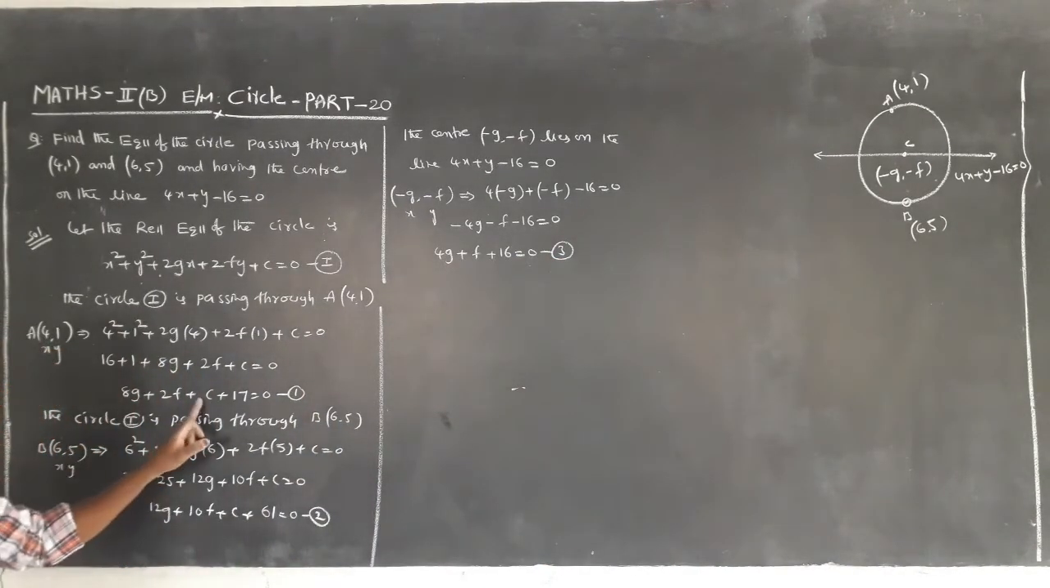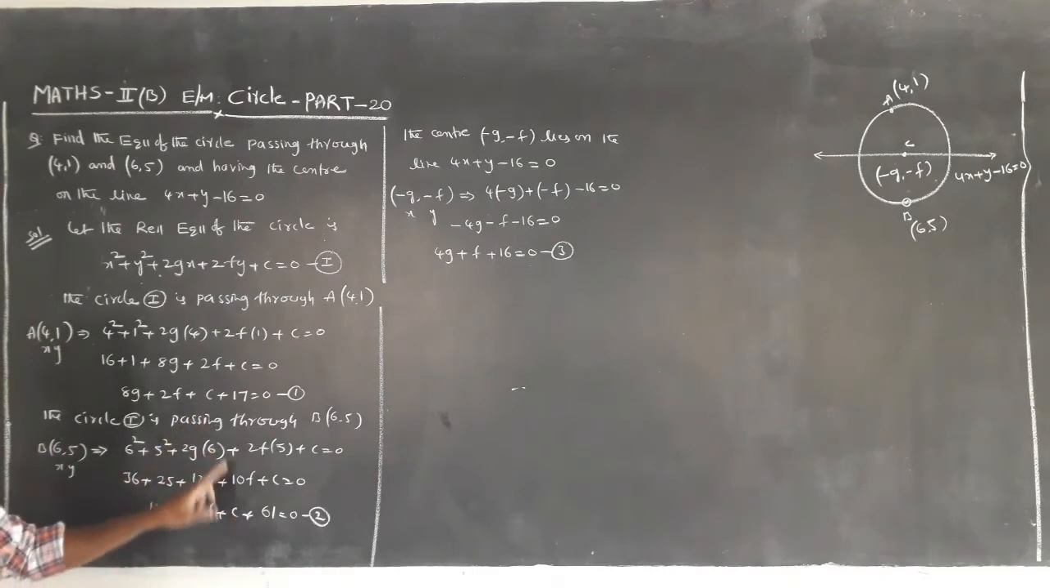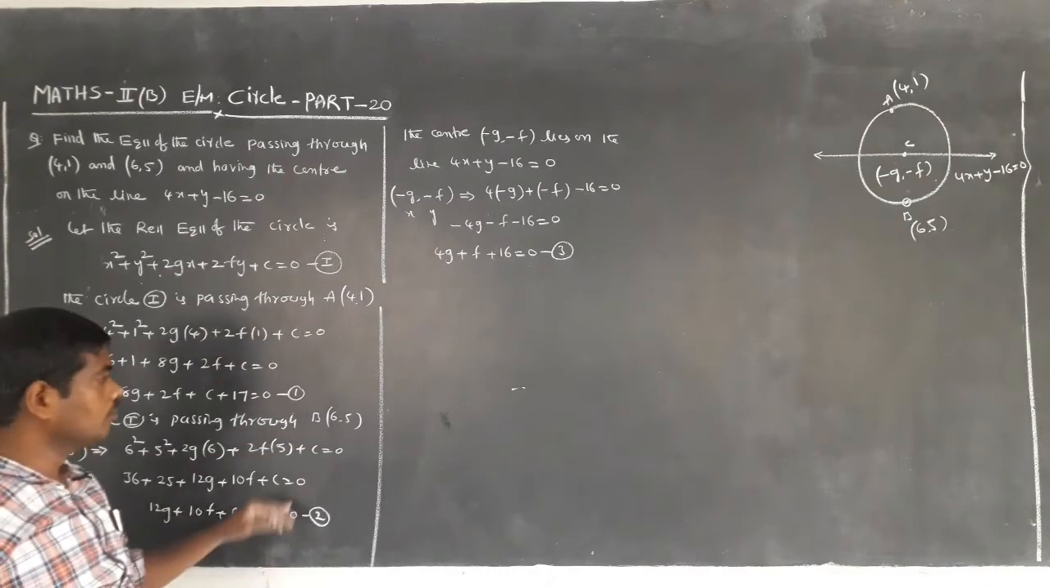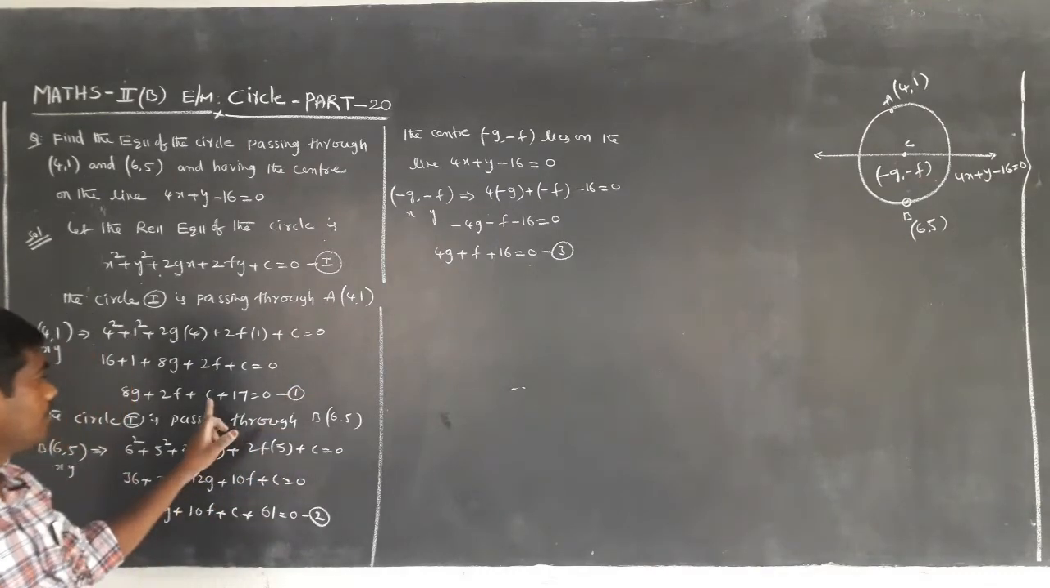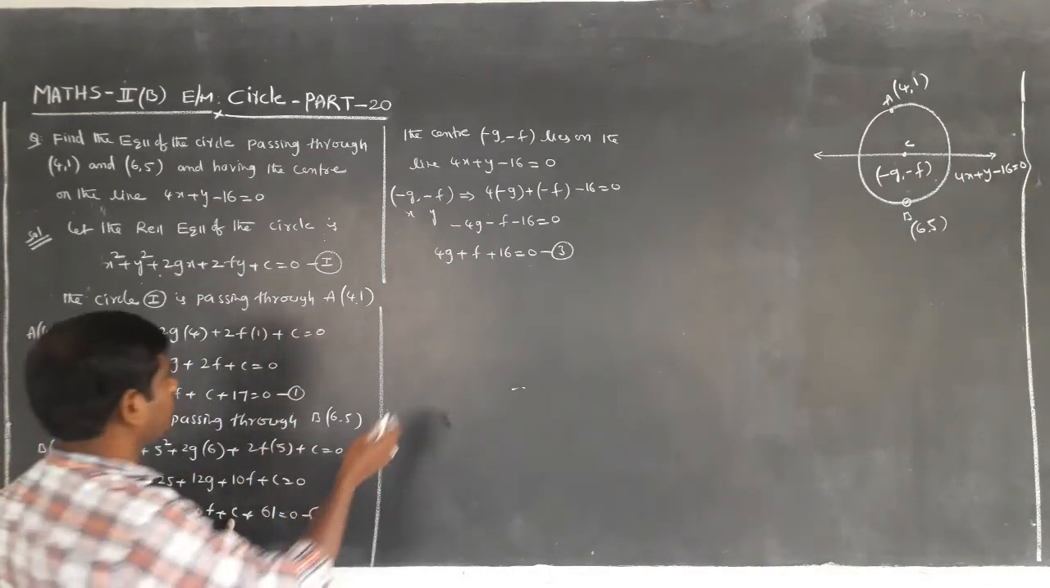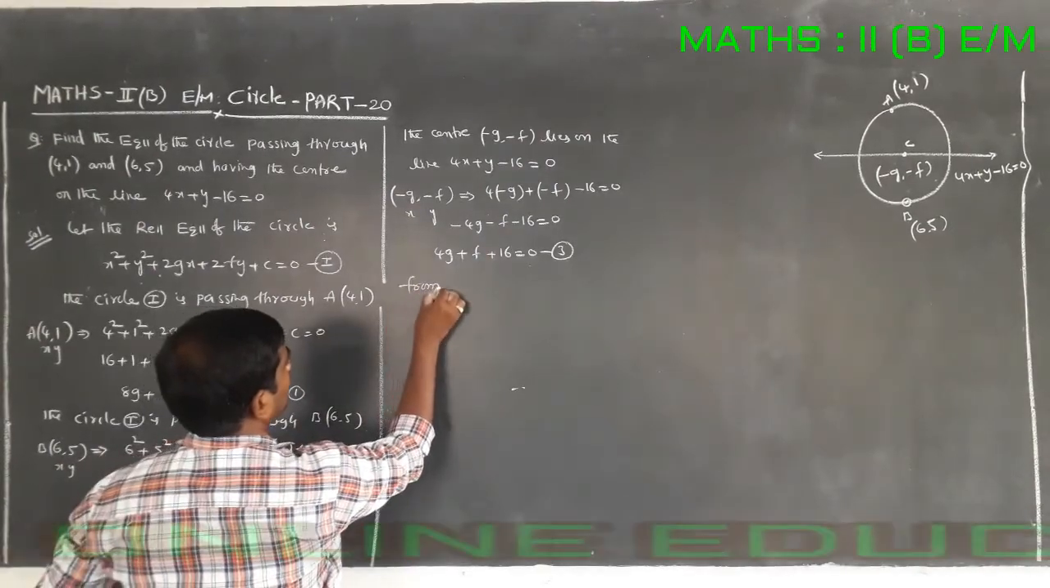First we solve 1 and 2. Cancel the c value. We remove c from 1 and 2.